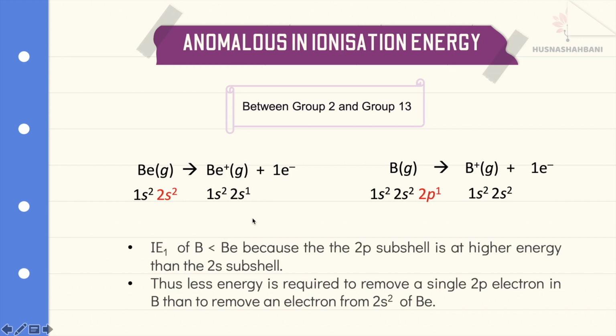We know that the definition of ionization energy is the minimum energy required. So you require energy to remove the electron. When you already have high energy, you don't need more energy. That's why the minimum energy required to remove an electron is less in B compared to Be. Okay, that's an anomalous case for Be and B, between group 2 and group 13.